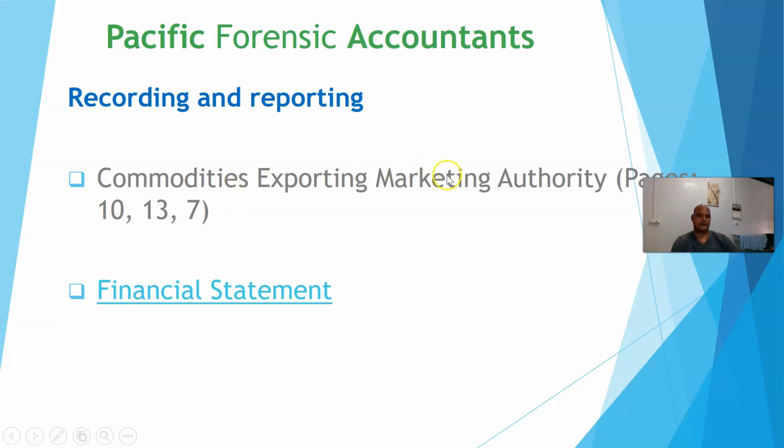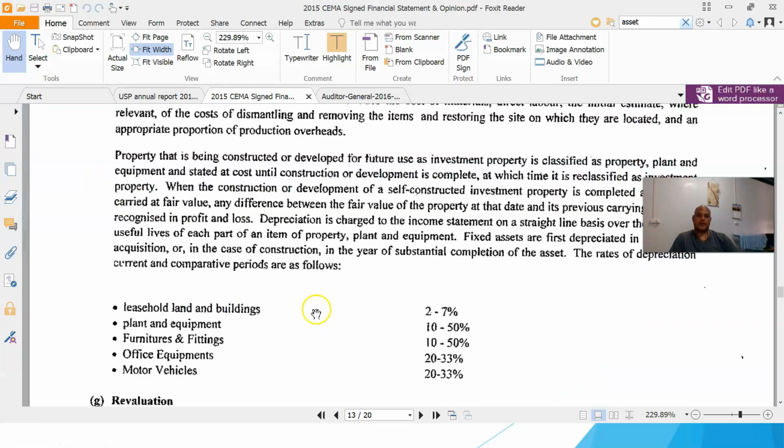So this is a Solomon Islands organization. This one is an SOE dealing with cocoa and coconut products. So I want us to go to this financial statement and see how fixed assets are disclosed in the financial statement on pages 7, 10, and 13. So if we go to it, 7, 10, and 13, so this is 13.